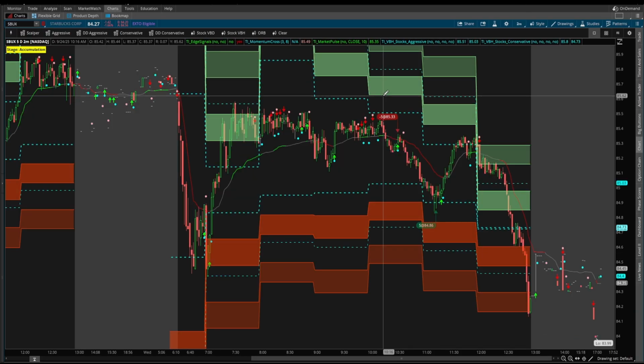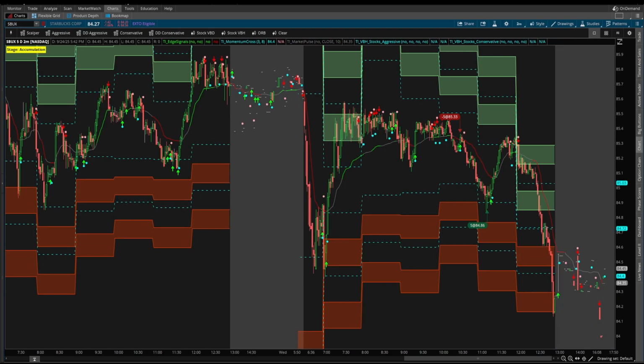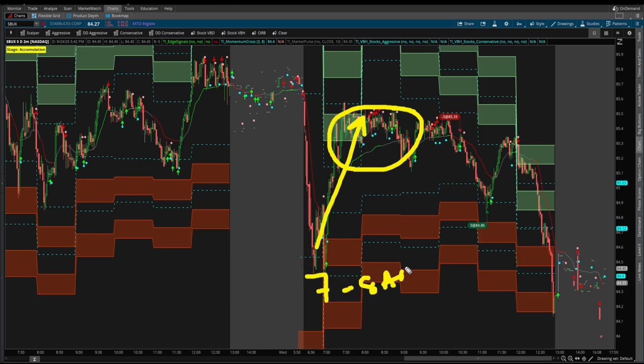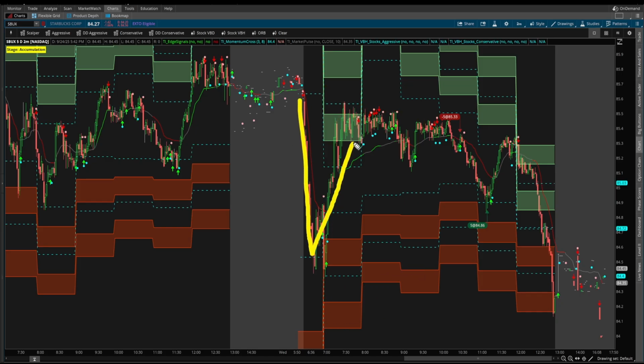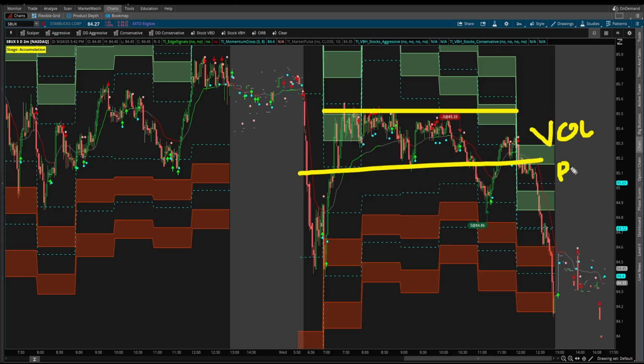Inside of Starbucks today, we had a short side trade setup trigger in the hour right after the markets opened. The short side setup was when price action breached our volatility box models in this rally in the 7 to 8 a.m. Pacific hour. So that's an hour after the markets opened. After this sell-off, we had the bounce from that sell-off, and that bounce took us straight inside of our volatility box models. Now, the volatility box models give you an instant framework of where you would want to short, where you have both volatility and probabilities on our side.